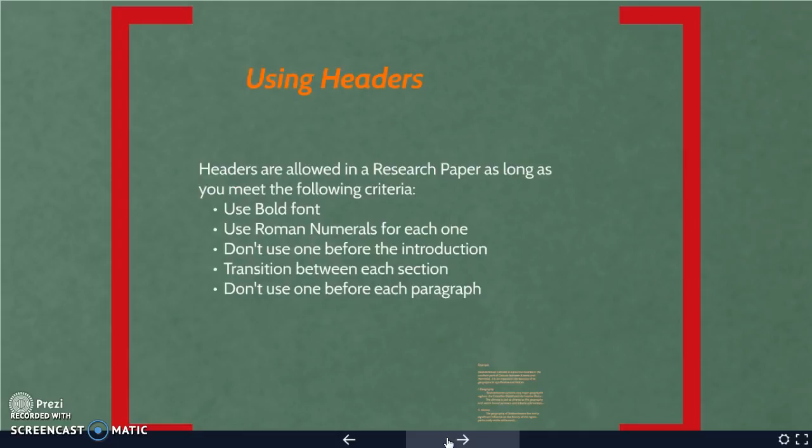Transition between each section. That's probably the mistake that most students make, is they just don't transition. They sort of write separate essays. And so you want to make sure there's a good strong link between each section, and then don't use one before each paragraph. Instead, think of big sections. So I would say the majority of students are going to have maybe 3 or 4 headers total. Don't do one in front of each paragraph because then it looks like an outline with paragraphs in it.